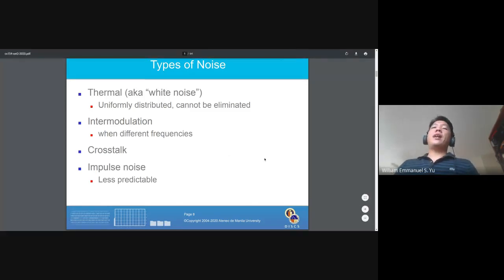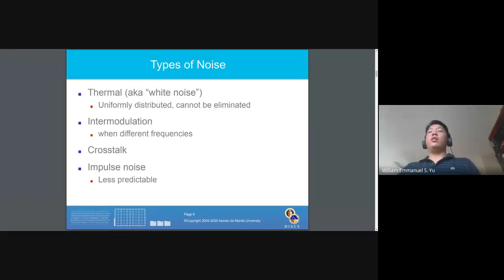Okay? The second type is intermodulation noise, meaning if you move from frequency to frequency, the act of moving creates noise.